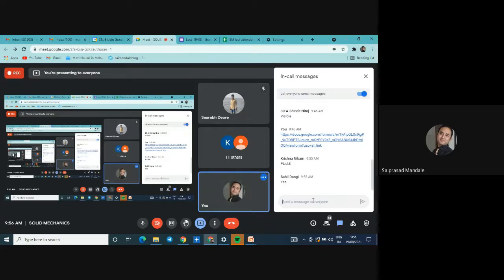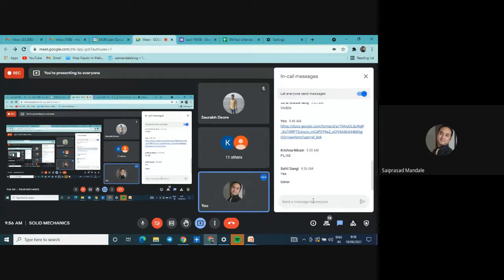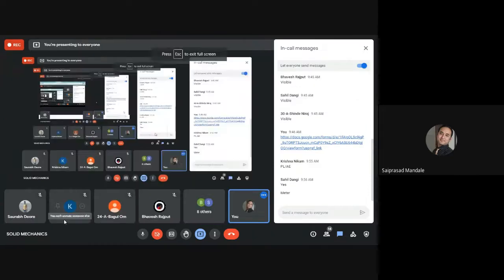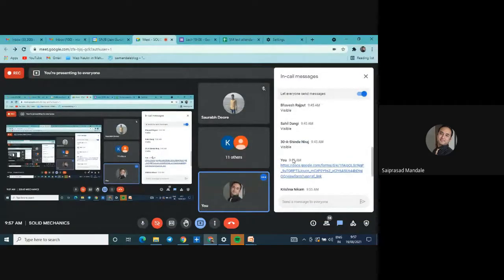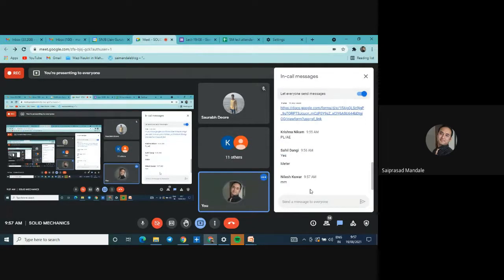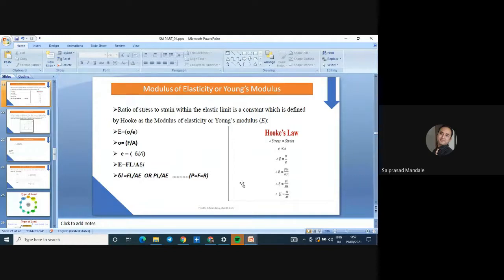Nobody? Krishna Nikam, Sahil Dangi, let me check. Saurabh Devre, Bhavesh Rajput, others too. What is the unit? It is a length, not change in length, but it is a length. So ultimately it has the unit m, or meter, or mm, or centimeter, whatever that is. Okay, good. Simple. Very easy.